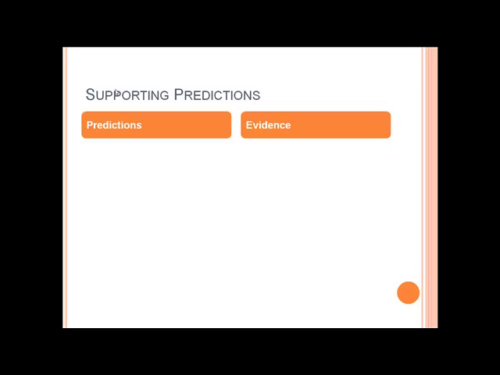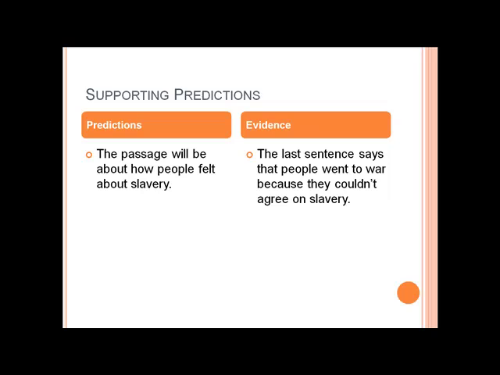So I'm going to make some predictions, and when I do, I'm also going to give evidence of why I think this is what's going to happen. So the first one, I think this passage will be about how people felt about slavery. And why do I think that? The last sentence says that they went to war because they couldn't agree on it. And if you don't agree on something, you have certain feelings about it. So that's why I think that the rest of the passage might talk about how the North thought about slavery and how the South felt about slavery.